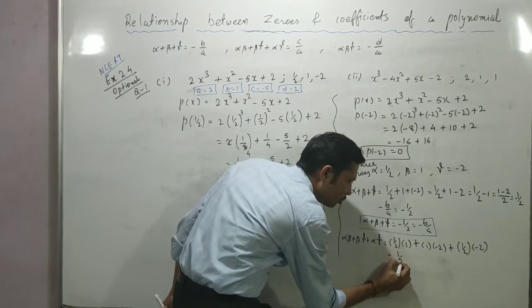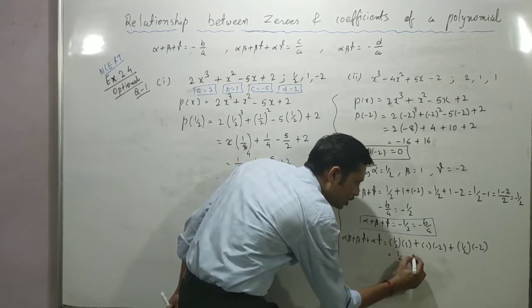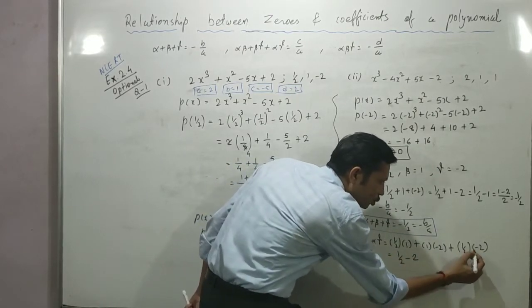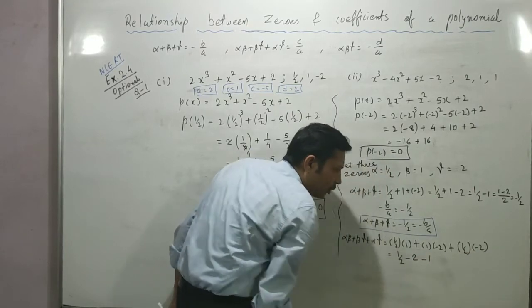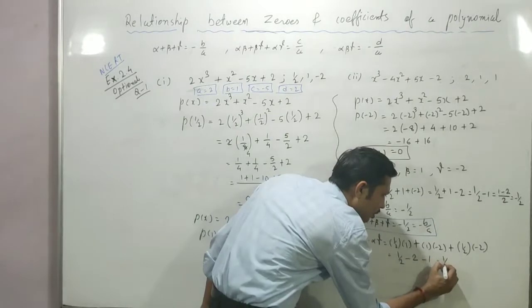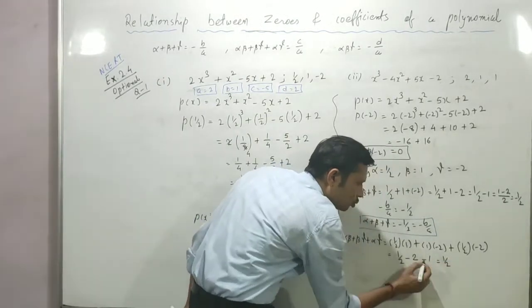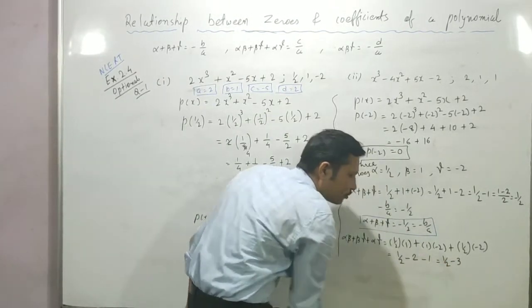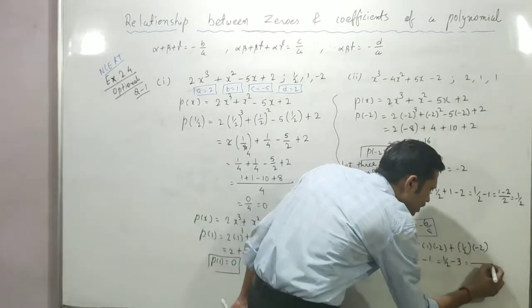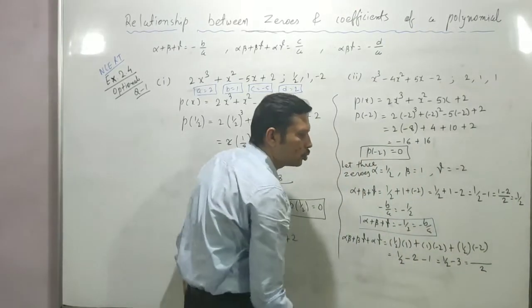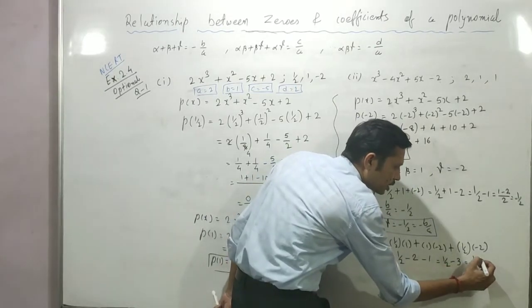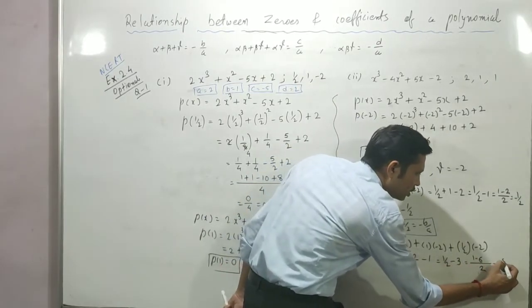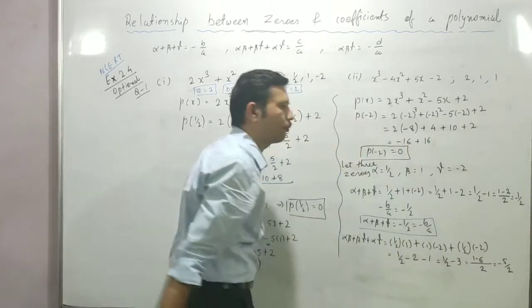1 by 2 into 1, that's 1 by 2. Plus minus, 2 ones are 2. And here the 2 will be cancelled out, so only minus is left, so 1. So it's minus 1. So after that, 1 by 2 minus 2 minus 1 will be minus 3. Okay. Now take the LCM. What is the LCM? 2. So 1 minus 3 twos are 6. So it's minus 5 by 2.